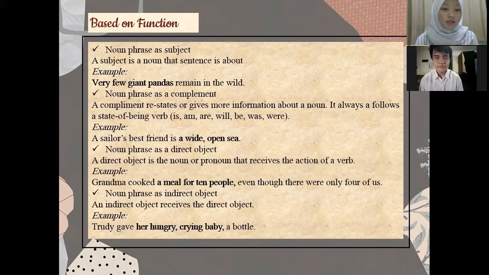And then the last, noun phrase as indirect object. An indirect object receives the direct object. For example: Trudy gave her hungry crying baby a bottle.